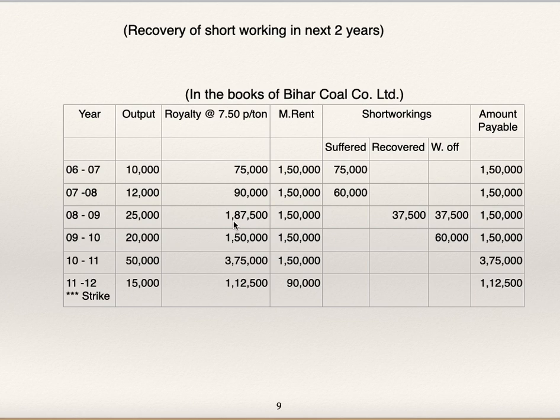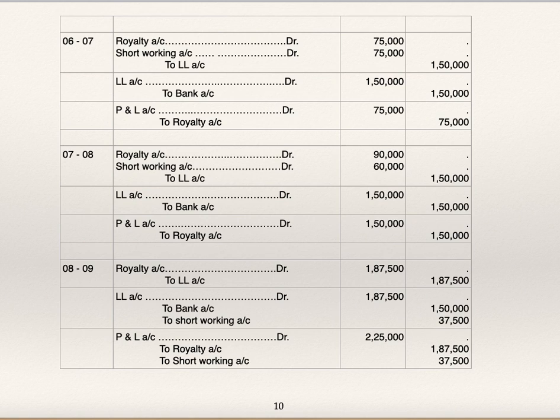Now 8-9, royalty account debit 1,87,500. Nothing in the suffered column. So royalty account 1,87,500 to landlord 1,87,500. Landlord account debit 1,87,500 to bank 1,50,000 to short working 37,500. Short working in recovered column, credit. Short working in suffered column, debit. Remember this.